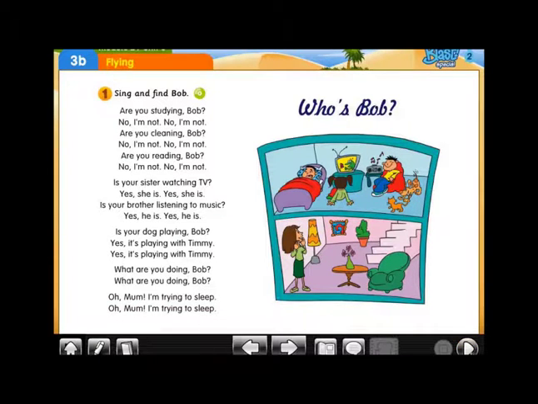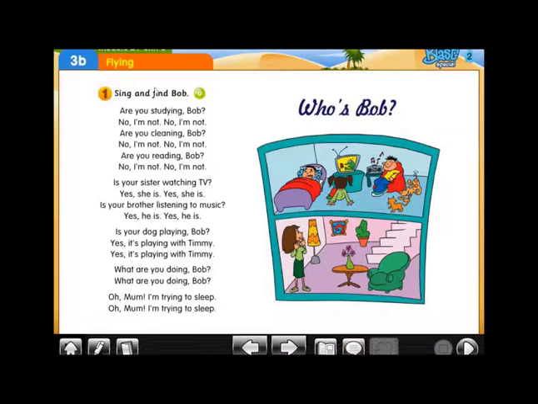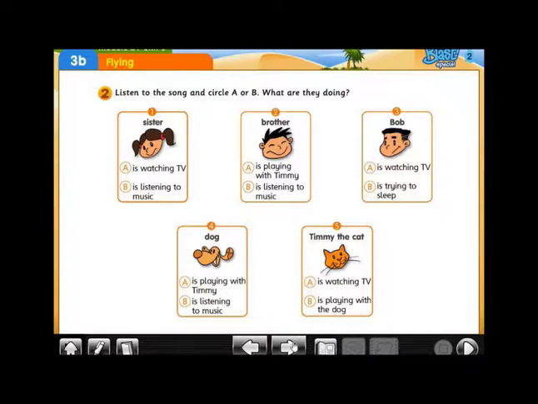Now, who can tell me who is Bob? Right, Bob is trying to sleep. Now, listen to the song and circle A or B. What are they doing? Bob's sister is watching TV or listening to music? Come and see. Is your sister watching TV? Yes, she is. So, his sister is watching TV. Circle.